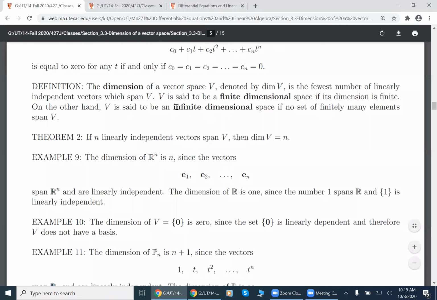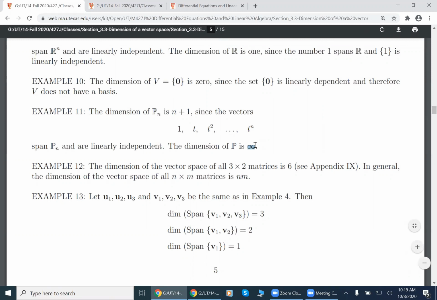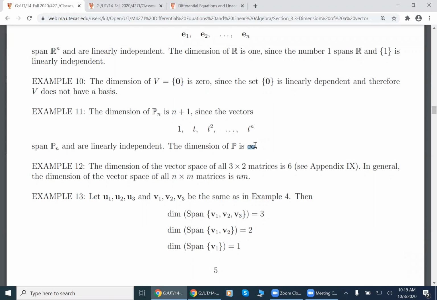Now you may ask me a question: what is an example of an infinitely many-dimensional vector space? Here it is. P, the set of all polynomials. One can show that the dimension is infinity, because in order to create any polynomial, this sequence should be infinitely long, because there is no restriction on the power. Over here, the dimension of all 3×2 matrices is 6.